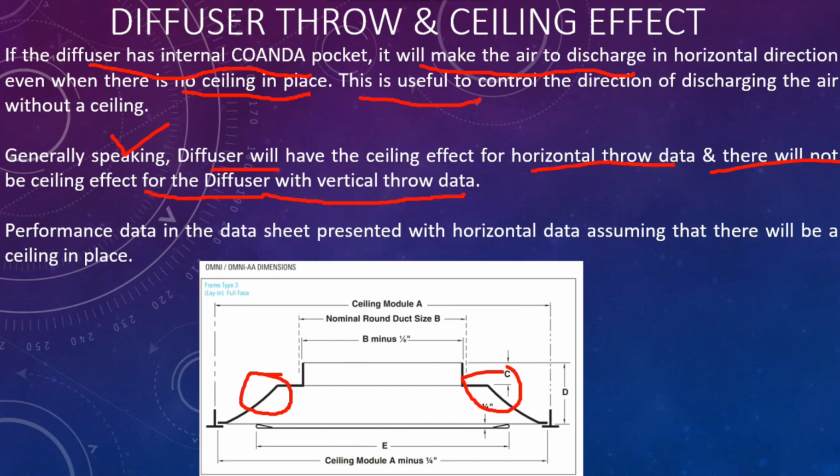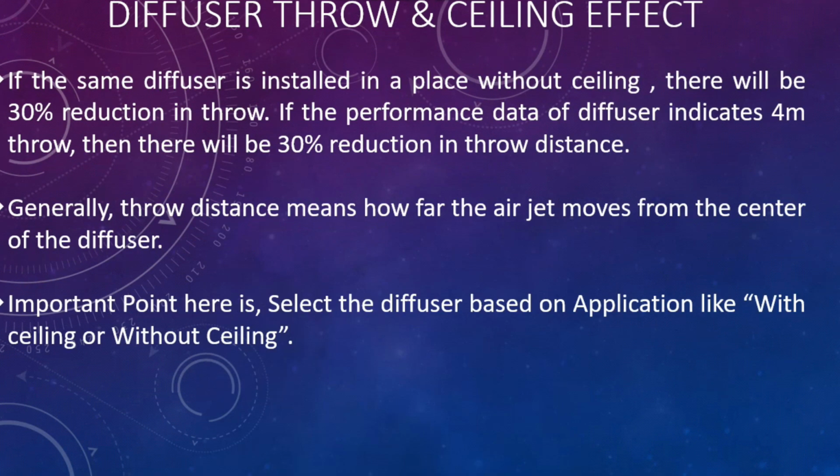So you have to make sure when you refer to the technical data set, the performance data in the data set is presented with the horizontal data, assuming that there will be a ceiling in place. So most of the diffusers, when you refer, you have to see this technical data set because they are tested based on ASHRAE 70, considering the ceiling is there at the time of testing. So if you have some application that is without ceiling, like the restaurant which I showed you, make sure that the selection is correct.